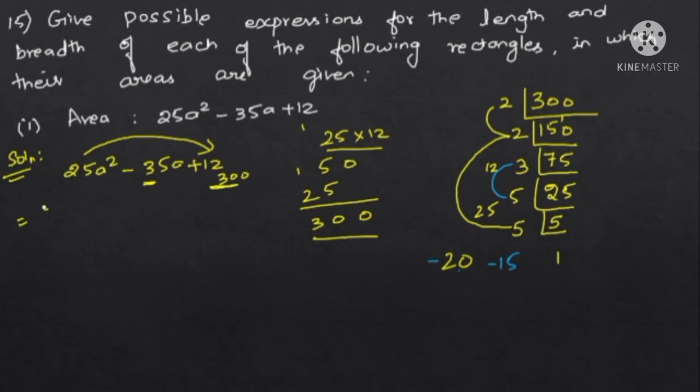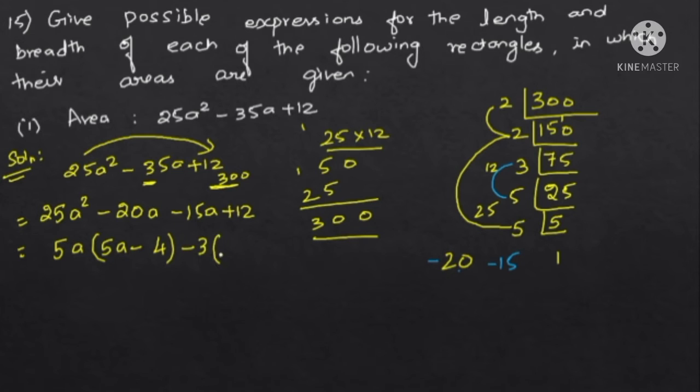So this is equal to 25a square. The middle term splits as minus 20a minus 15a plus 12. So from these two terms, if I take 5a to be commonly out, we get 5a minus 4, since 5 5s are 25 and 5 4s are 20. Now from these two terms, if I choose minus 3 to be commonly out, we get 5a minus 4.